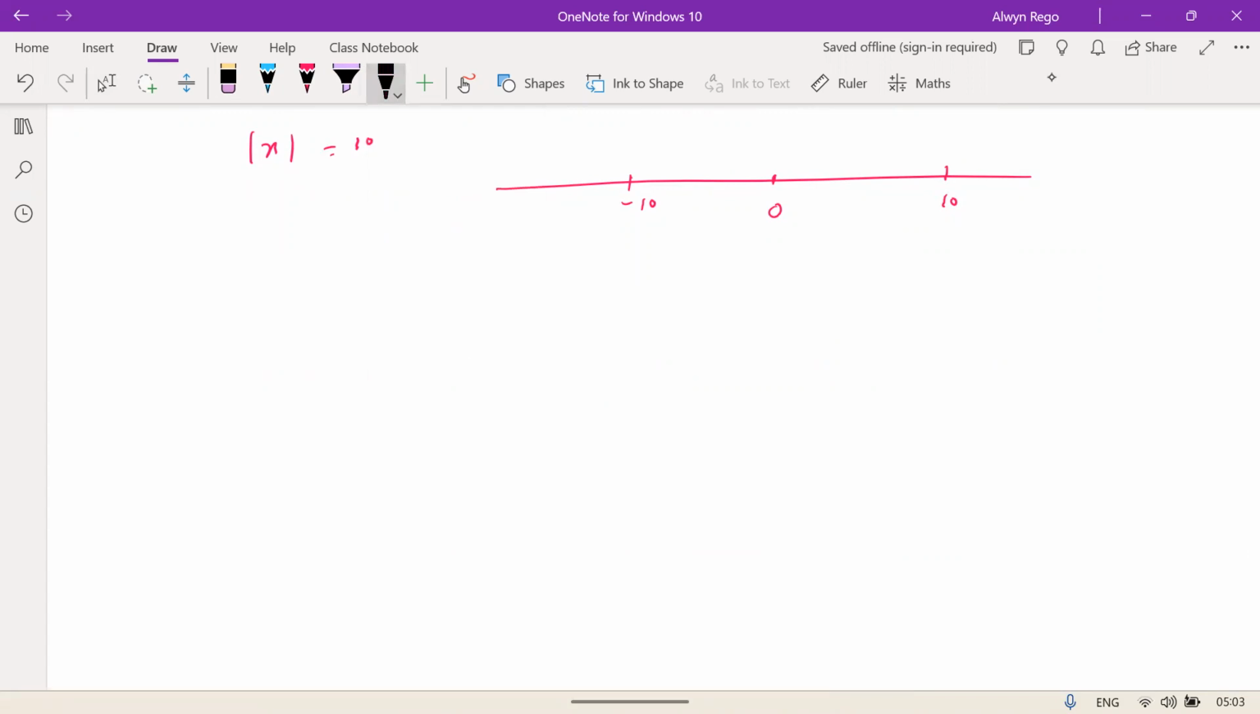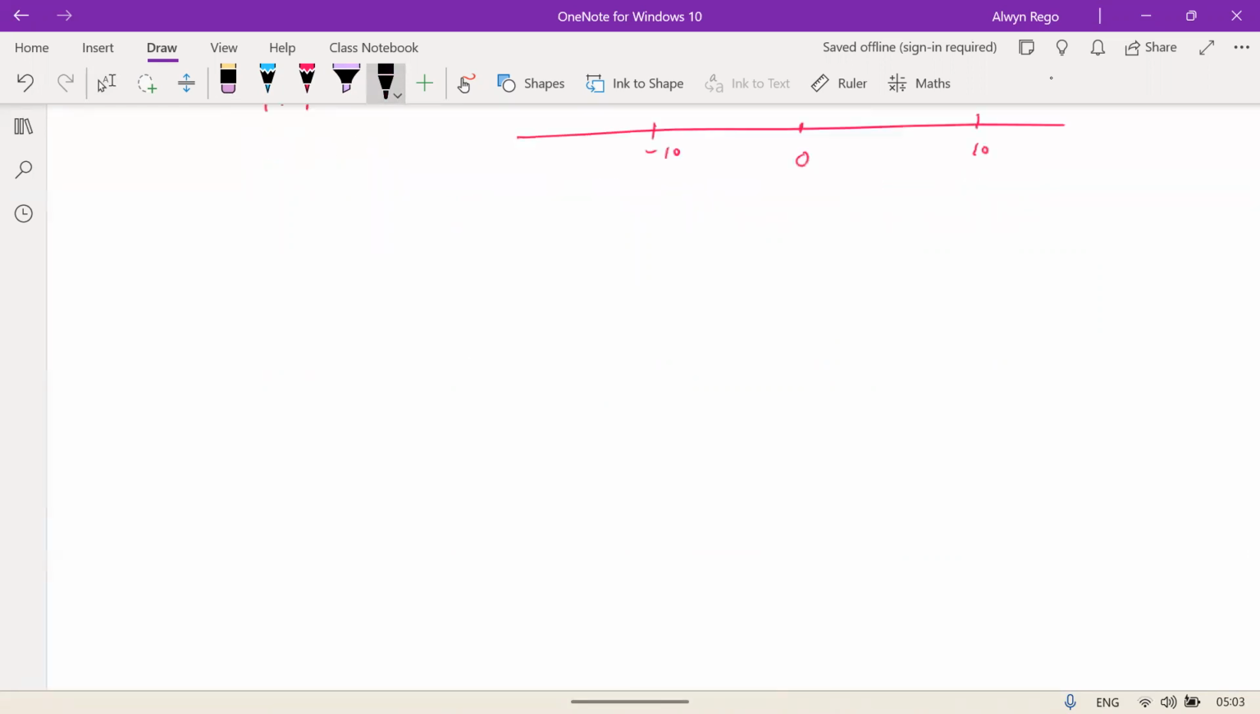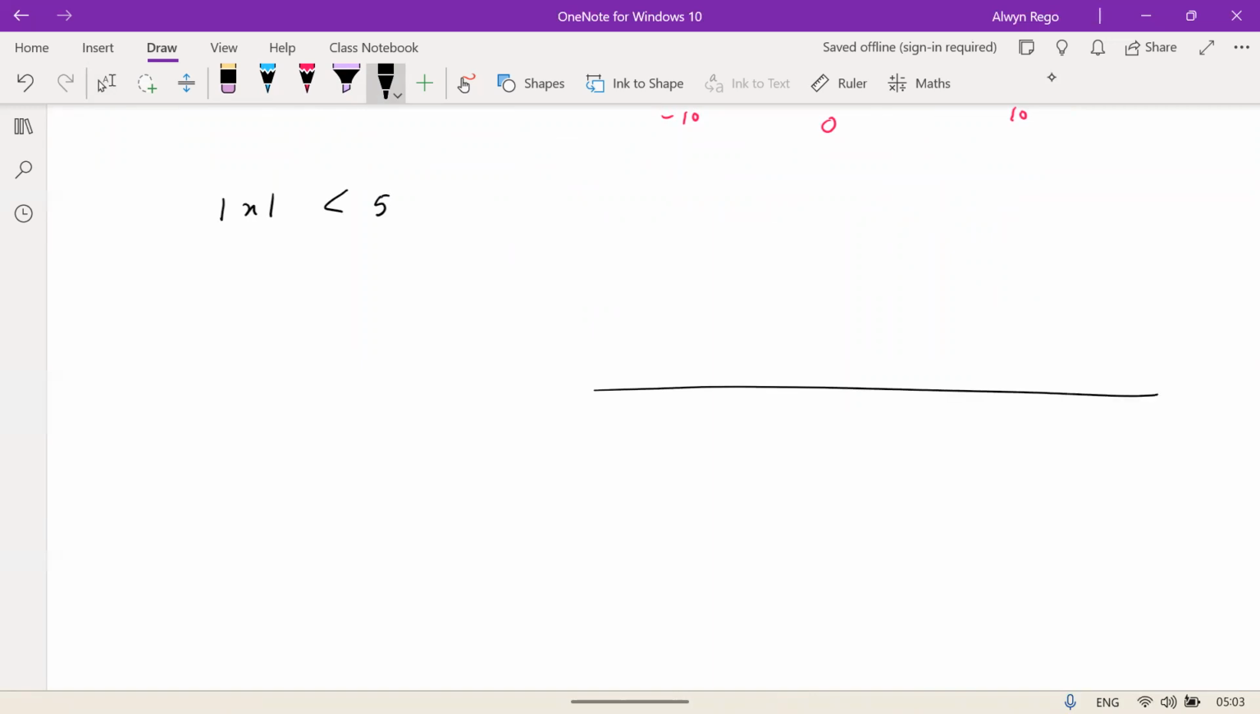Right. Going on to modulus inequalities. Suppose we say modulus of x is less than 5. What are the values where the absolute value of x, sometimes modulus is also known as absolute value, is less than 5? So here is 0, this is 5, this is minus 5. You know that modulus of x equal to 5 gives you x equal to plus or minus 5.